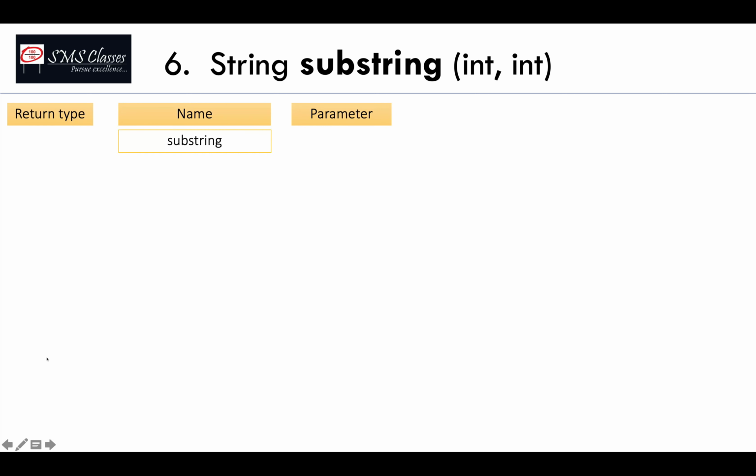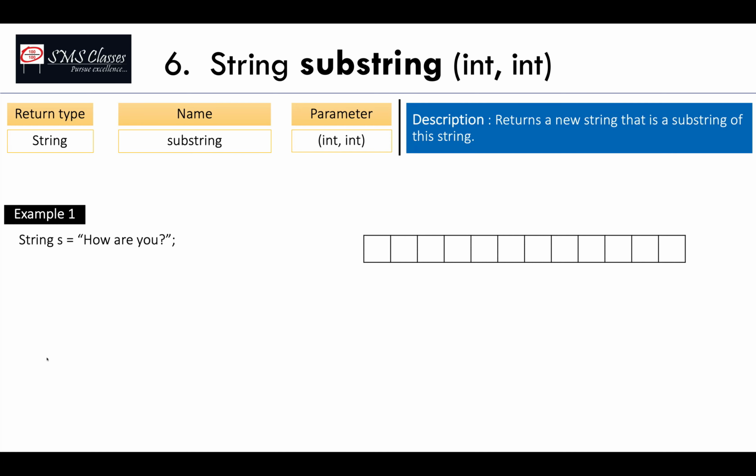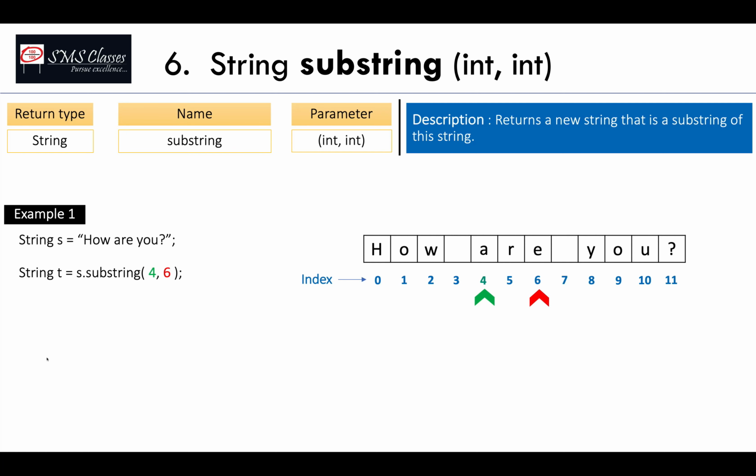The next method is substring. As the method says, from a big string, you can take a substring. The parameter is int comma int and the return type is string. So if you take an example, how are you? And you're calling s dot substring 4 comma 6. You might think 4 comma 6 is going to give you ARE, but if you carefully notice, it takes one less than the second parameter. That is, the first parameter is included and second parameter is not. So it returns only AR as your output.